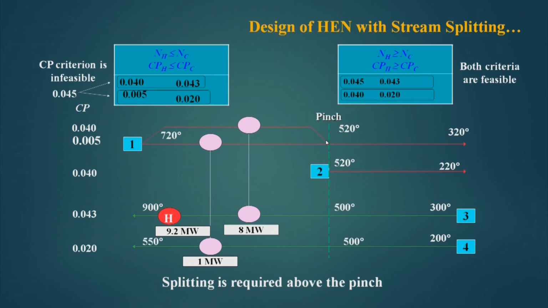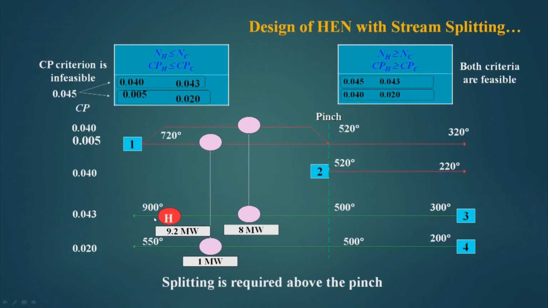Now, the total capacity of this is 720 minus 520 equal to 200 into 0.045, which is 9 megawatt. So, by passing heat of 1 megawatt to this and 8 megawatt to this, this is ticked off and this is ticked off.